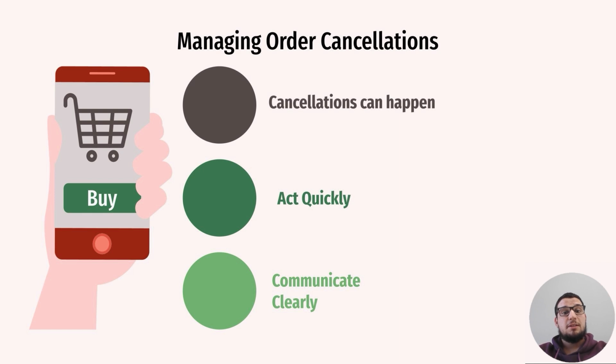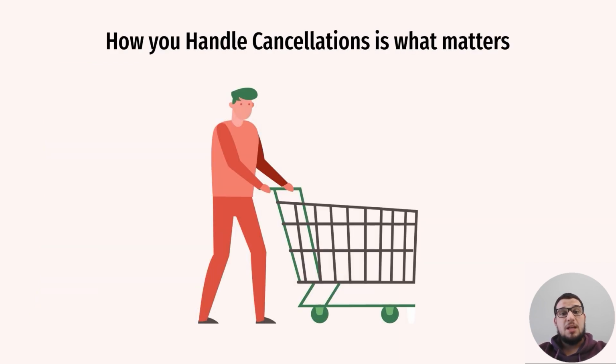Communicate clearly. Let the buyer know the cancellation has been processed, and apologize for the inconvenience to be as professional as possible. Also, update your inventory. If the cancellation is due to an out of stock item, make sure that you mark it as out of stock. Cancellations are often unavoidable, but how you handle them can make all the difference. A polite and professional approach can leave a positive impression even if the sale didn't go through.